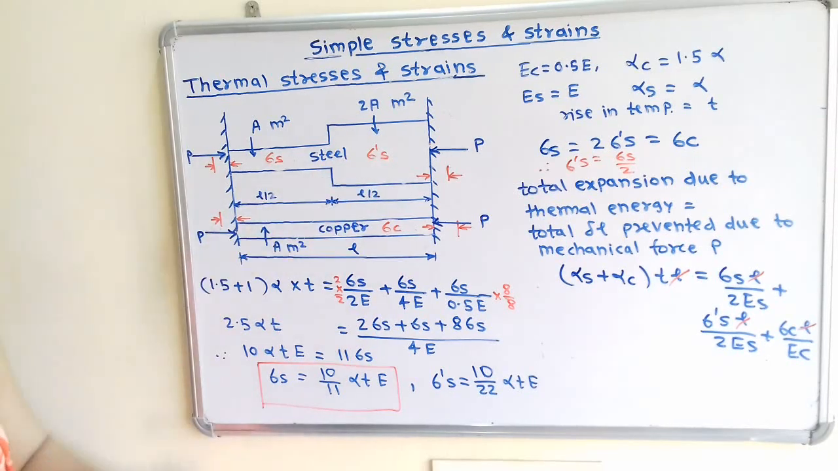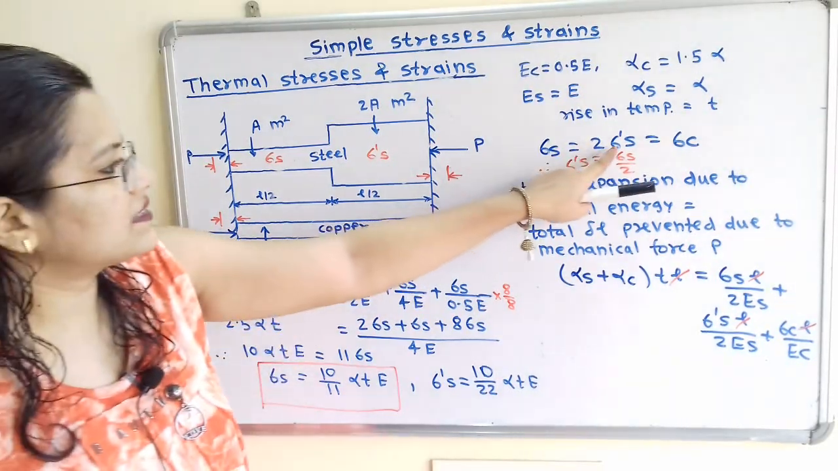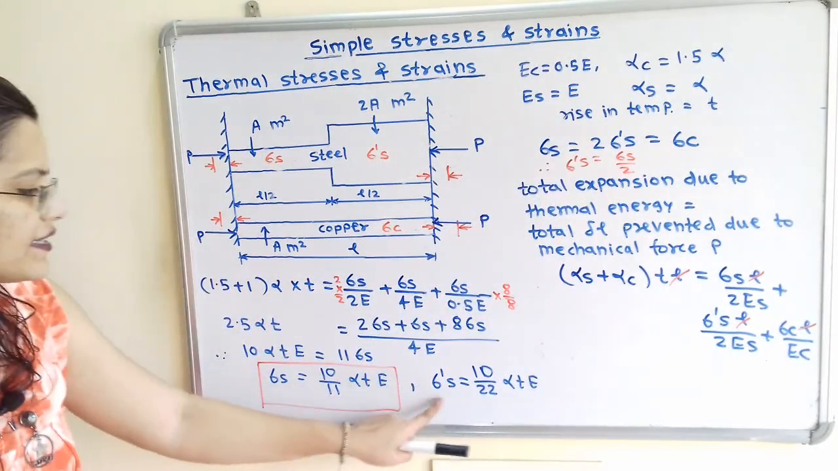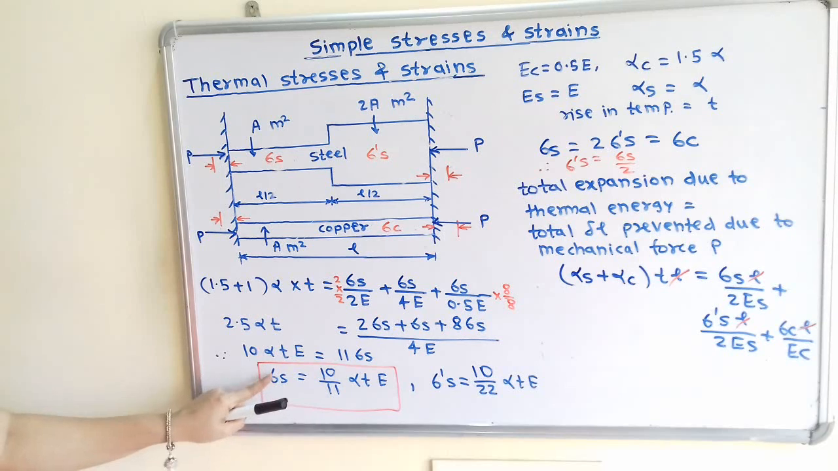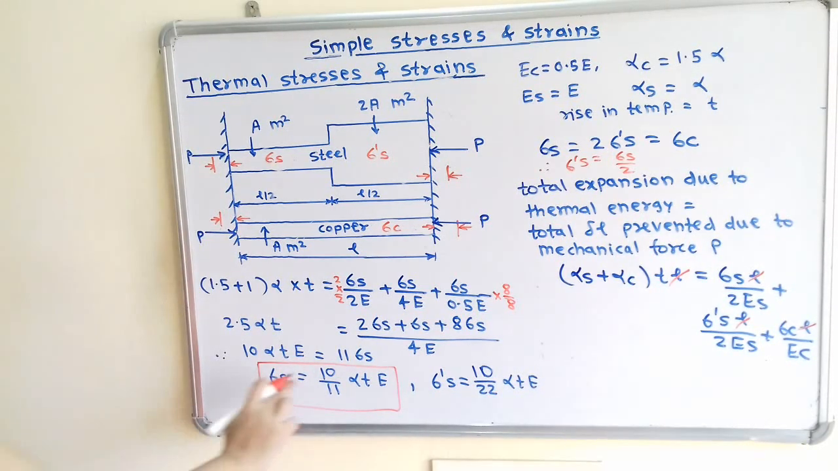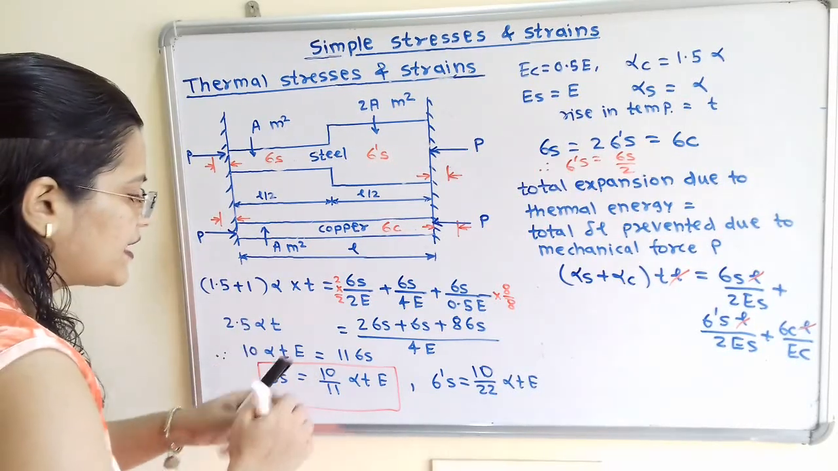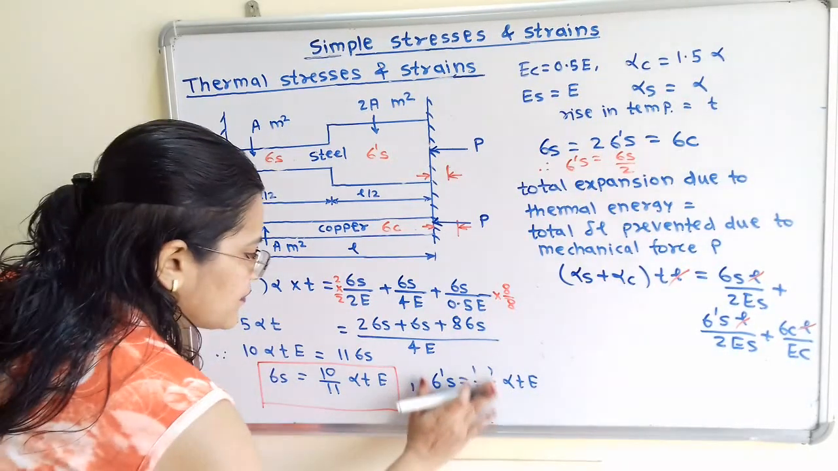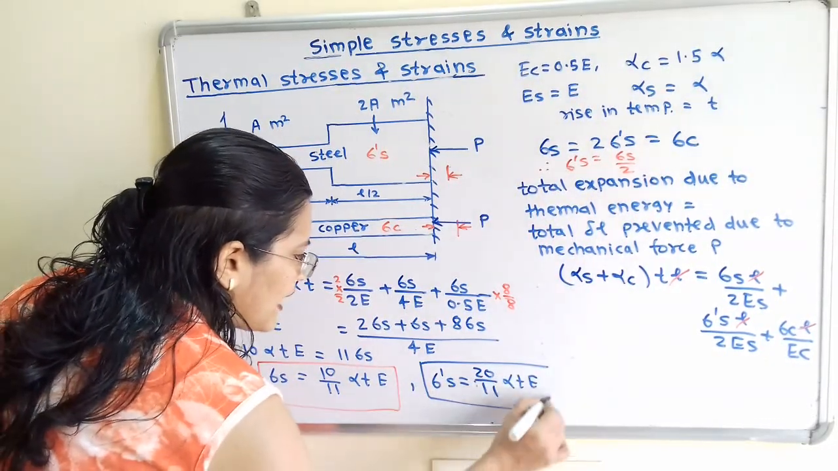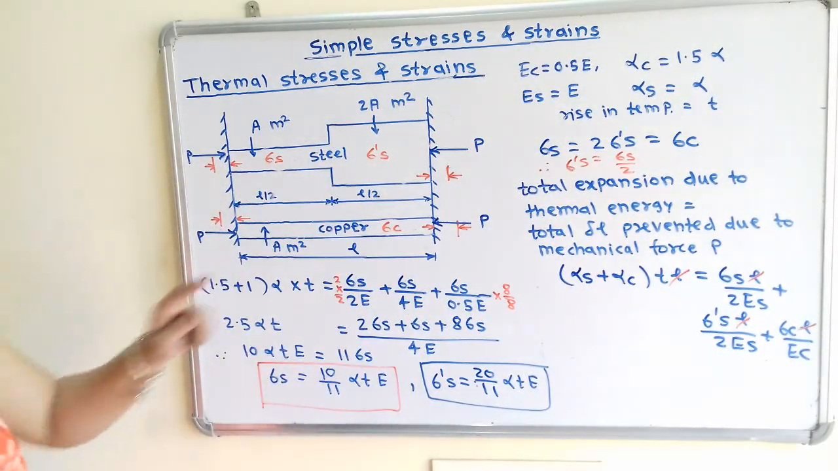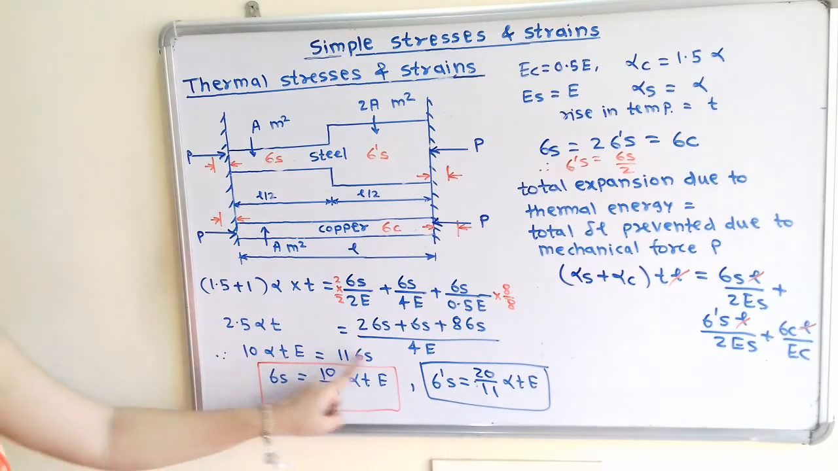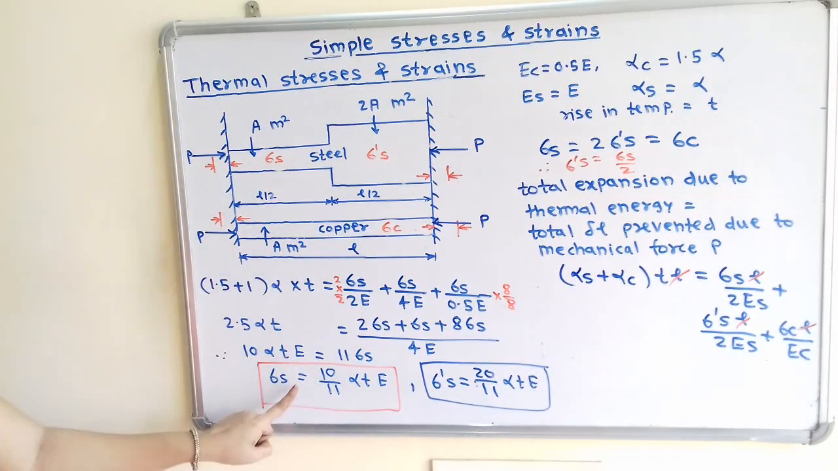What about sigma dash S? Sigma dash S is equal to sigma S by 2. So if I write sigma dash S, it becomes sigma S by 2, and this 2 we transfer to the numerator, so it becomes 20 by 11 alpha TE. This is the formula to calculate sigma dash S. Now what about sigma C? Sigma C is equal to sigma S, so the same formula is used to calculate the stress in the copper bar.